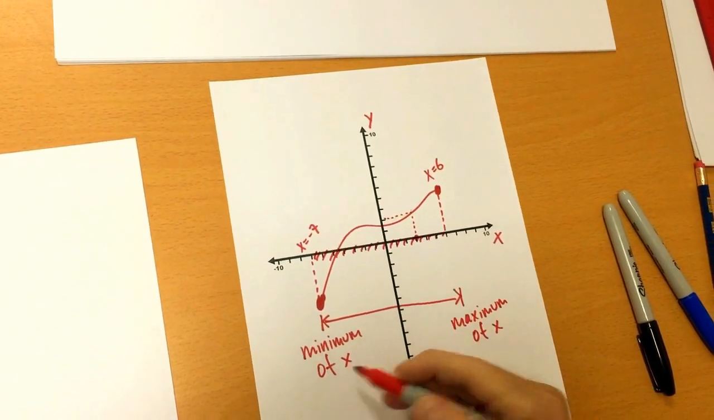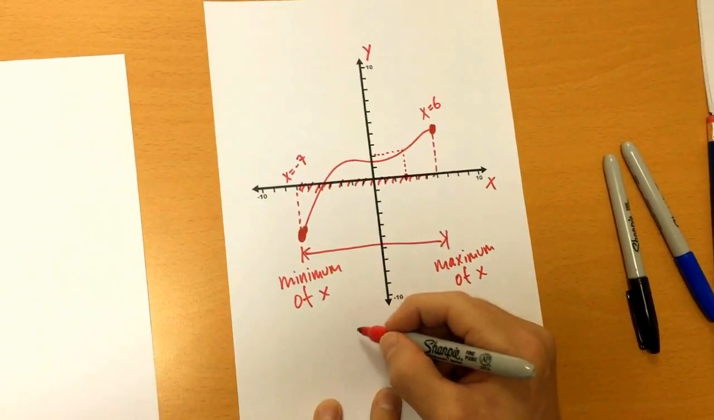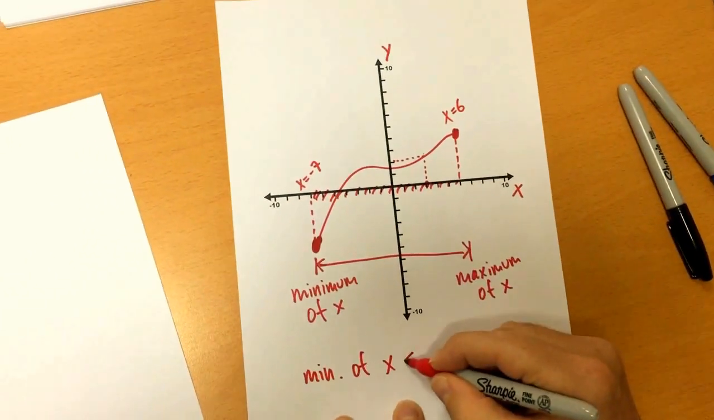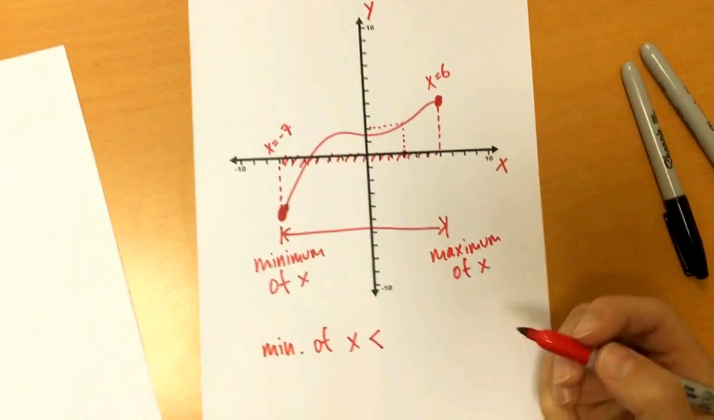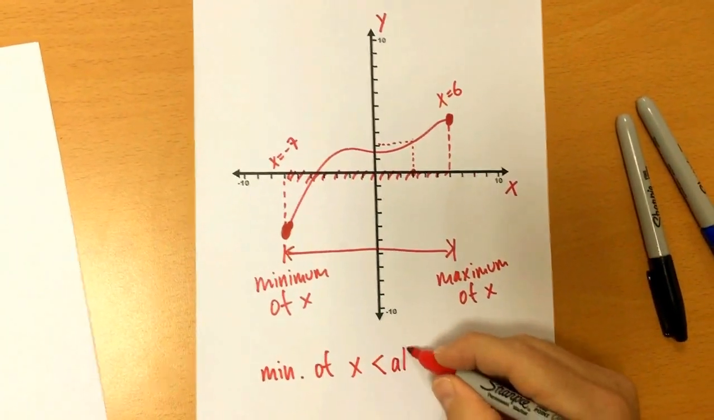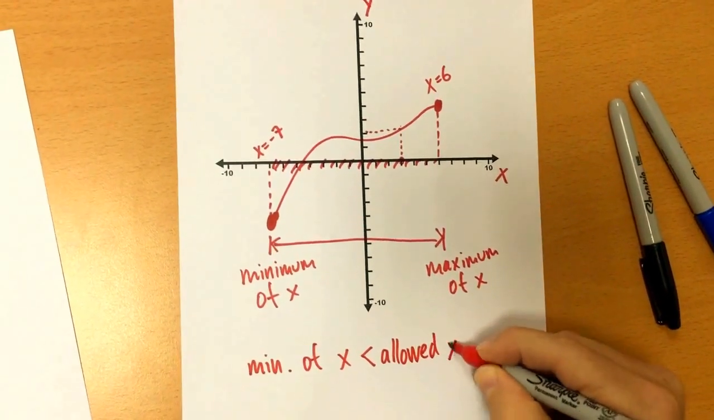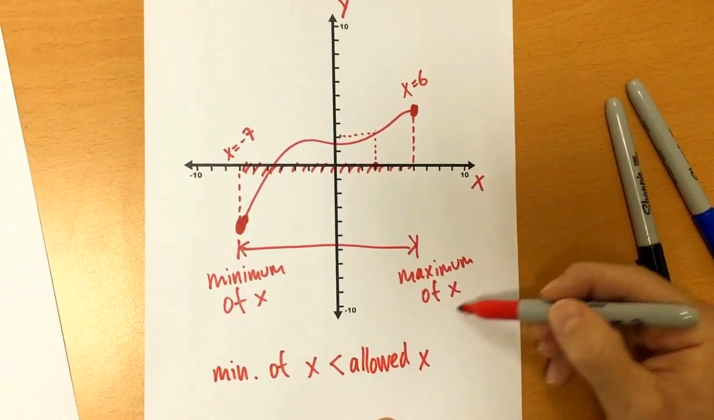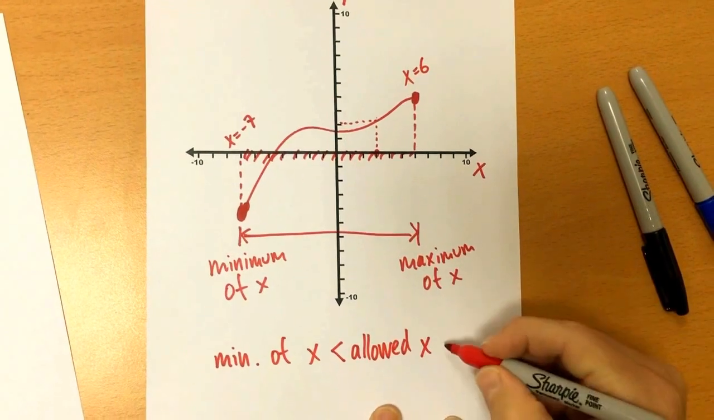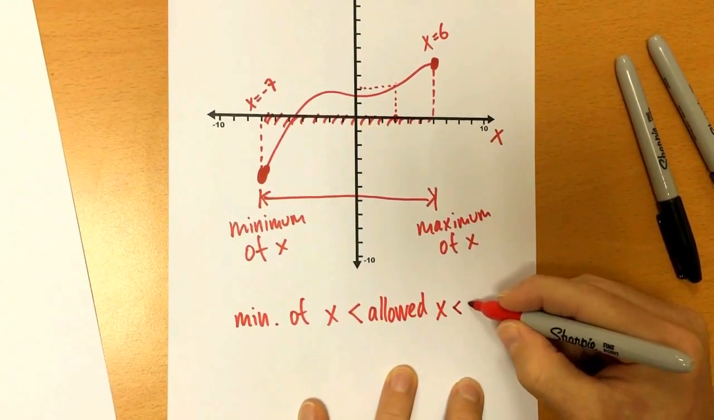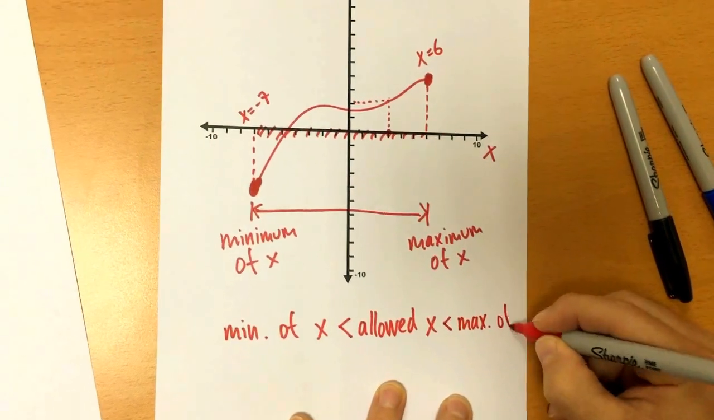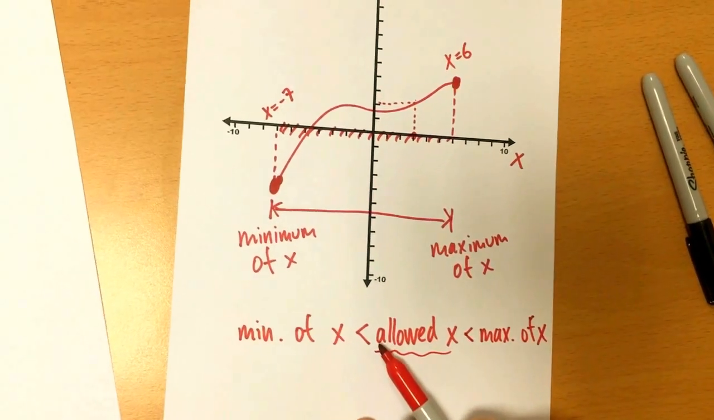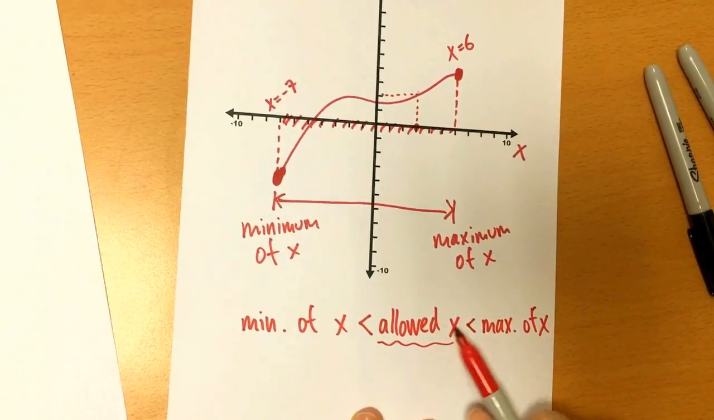So this means that the minimum of x is smaller than, this symbol means smaller than, all the allowed x values, and all the allowed x values in turn must be smaller than the maximum value. No number can be larger than the maximum, so it must also be smaller than the maximum of x. Yeah? So these allowed x values are larger than the minimum, but also less than the maximum.